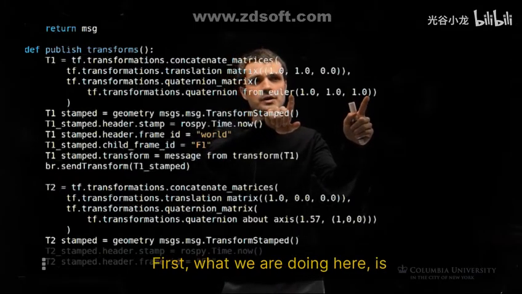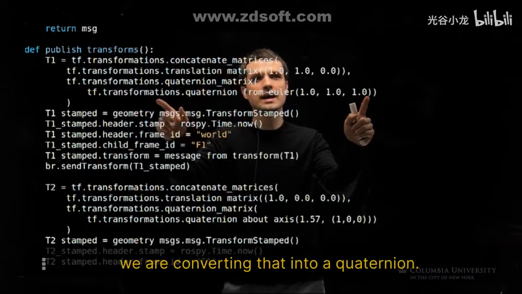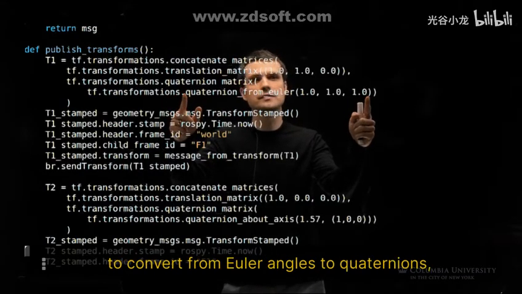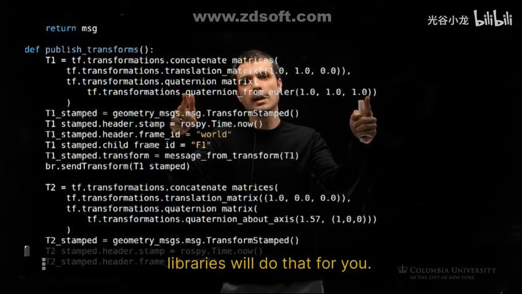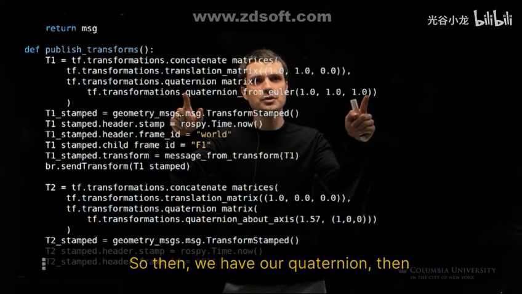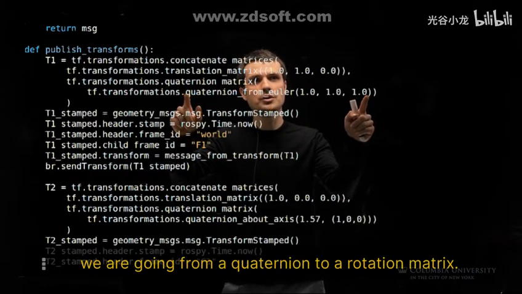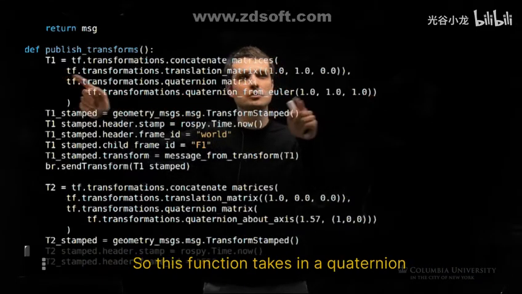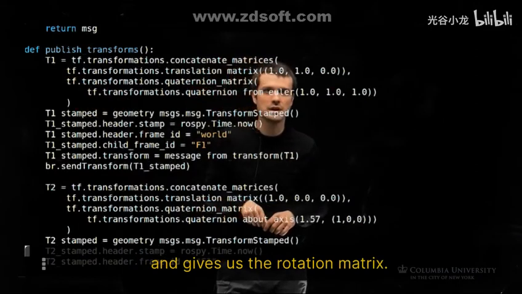First, what we are doing here is we are converting that into a quaternion. Again, you don't have to know by heart how to convert from Euler angles to quaternions. Libraries will do that for you. The TF transformations library will do that for you. So then we have our quaternion. Then we are going from a quaternion to a rotation matrix. So this function takes in a quaternion and gives us the rotation matrix.